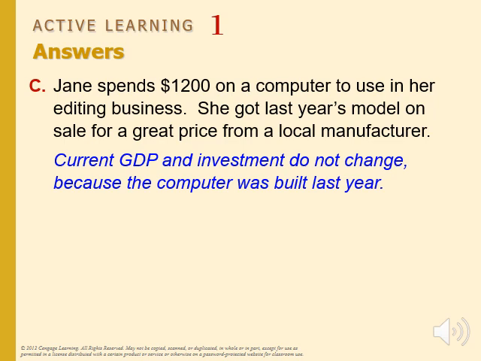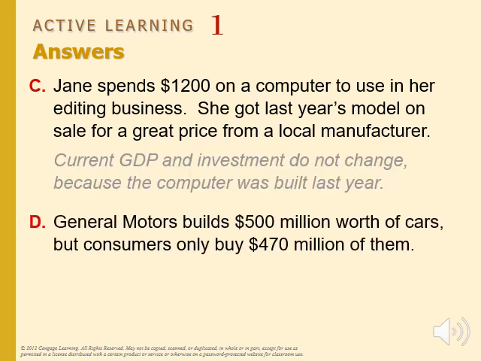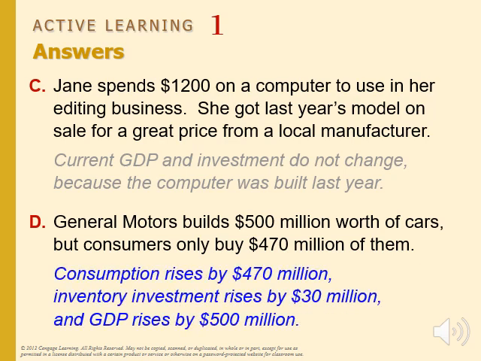D. General Motors builds 500 million worth of cars, but consumers only buy 470 million of them. Consumers would have bought 470 million worth of cars, so consumption is going to increase by 470 million. But what about the remaining 30 million in unsold cars? Well, these are sold to the firm. Remember, we categorize those as inventory investment, and so the full 500 million will be accounted for in our expenditure.